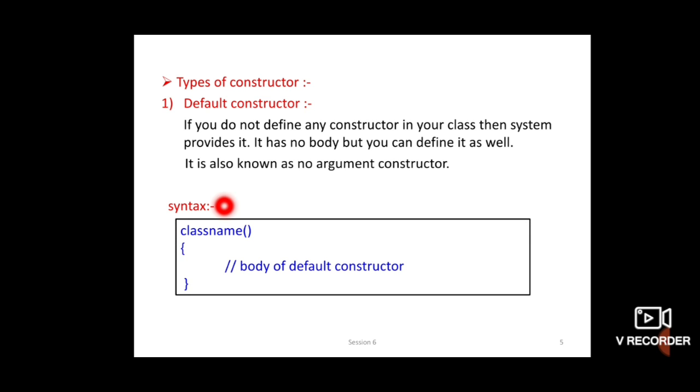Class name is also called the constructor name, because the class name and constructor name are both the same. Begin body of default constructor. One more thing, remember student, when a default constructor is used, you can use this constructor just for assigning the values, depending on the program. This is the first type of constructor.